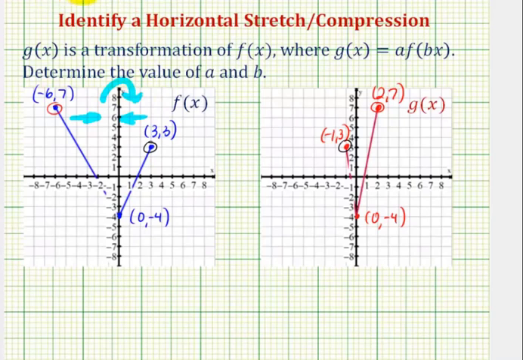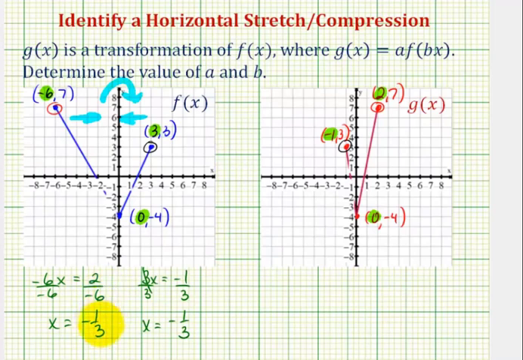Now let's compare corresponding x-coordinates. So we'll compare -6 and 2, 3 and -1, and 0 and 0. We want to determine what times these x-coordinates would give us these x-coordinates. We can determine that value, then b is the reciprocal of that value. So it may be helpful to set up an equation in this case. We want to know -6 times what is equal to 2. So -6 times x equals 2, or if we want, 3 times what would be -1. 3 times x equals -1. This equation is easier to solve. Dividing both sides by 3, we have x equals -1/3. Of course, we could solve this equation too and still get -1/3.